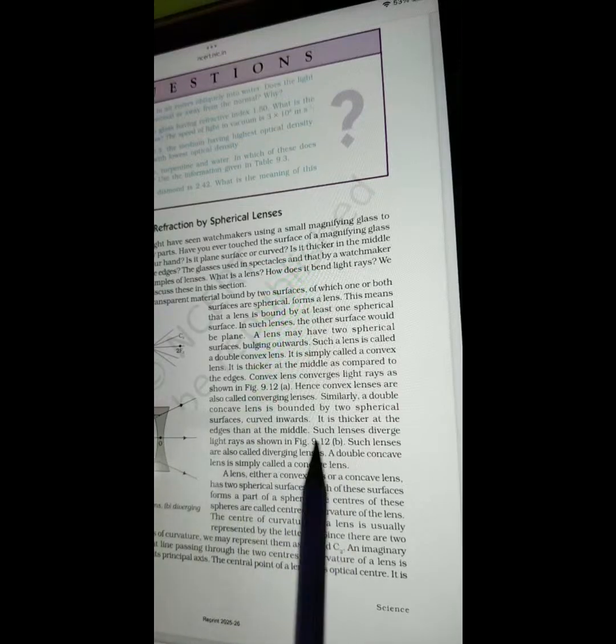Similarly, a double concave lens is bound by two spherical surfaces curved inwards. It is thicker at the edges than at the middle. Such lenses diverge light rays as shown in figure 9.12b. Such lenses are also called diverging lenses. A double concave lens is simply called a concave lens. A lens, either a convex lens or a concave lens, has two spherical surfaces.